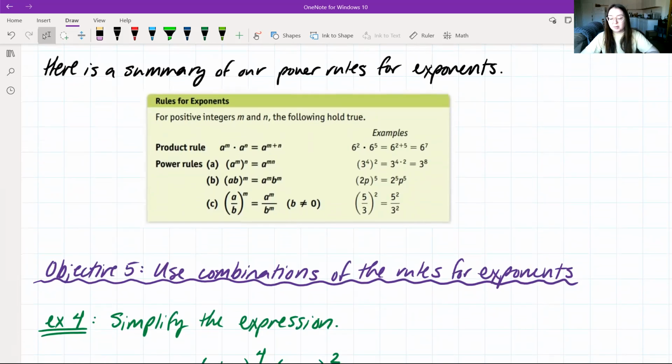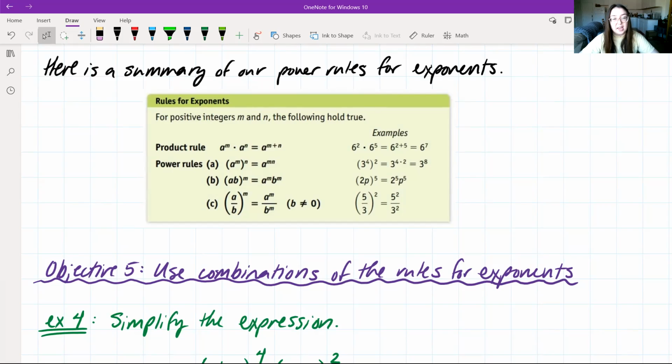And here is a summary of our power rules for exponents. For positive integers m and n, the following holds true. The product rule, where we had a to the power of m times a to the power of n, is written as a to the power of m plus n. An example would be something like 6 to the power of 2 times 6 to the power of 5 is equal to 6 to the power of 2 plus 5, which is 6 to the power of 7.